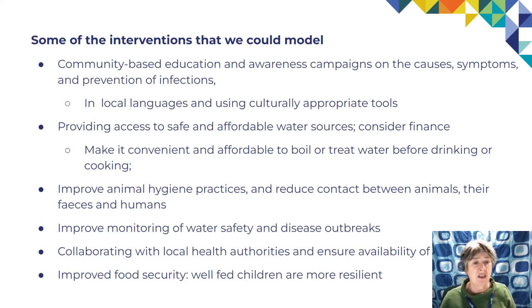A harder target is reducing contact with animals. But education, subsidies for coops, feed of chickens, and better practices at markets and slaughterhouses can be encouraged. We can also consider measures that empower the community and local authorities to monitor water safety at public taps. Finally, improving food security and reducing malnutrition among children will make children more resilient and thus lessen the burden of disease.